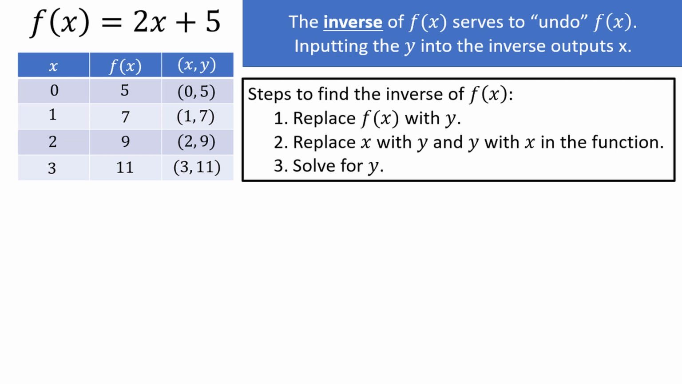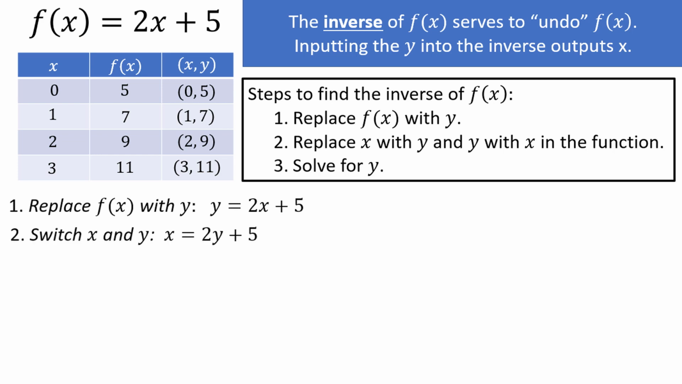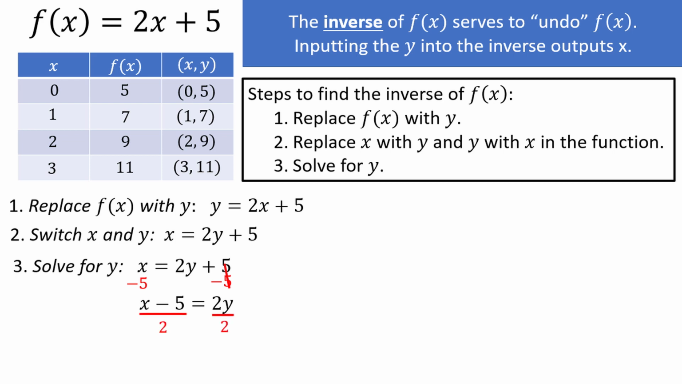For example, we have the function f of x is equal to 2x plus 5. Let's rewrite this as y is equal to 2x plus 5. Now let's switch x and y, so that we have x is equal to 2y plus 5. Now solve for y. Subtracting 5 from both sides, we have x minus 5 is equal to 2y. Dividing each side by 2, we have y is equal to (x minus 5) divided by 2.